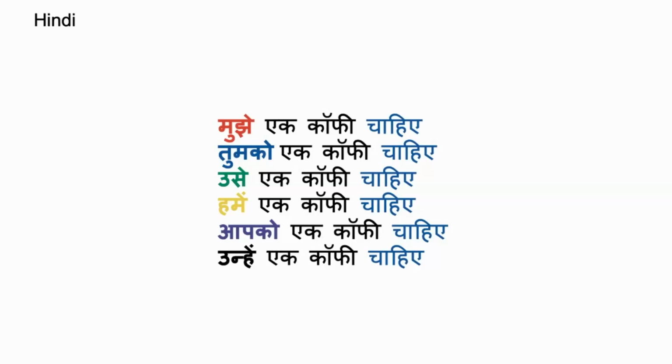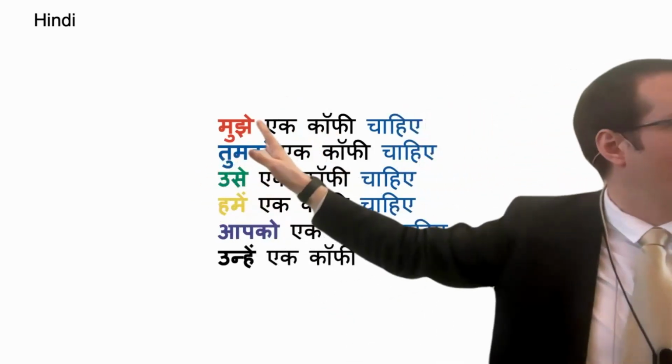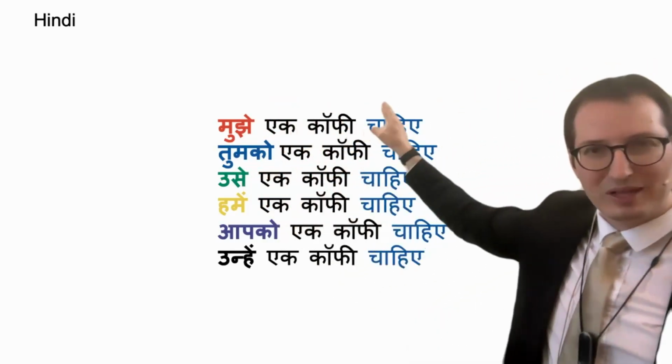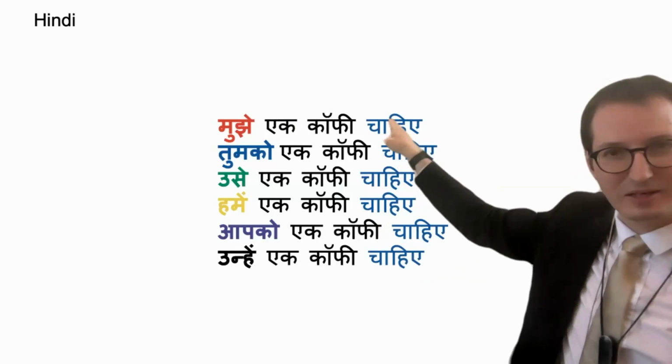So here, that also means the same: I would like a coffee. But the way they do it is that the "would like" is actually here. It's basically this chahie thing. And here, that actually is like the dative in German. Mujhe is "to me", mir.